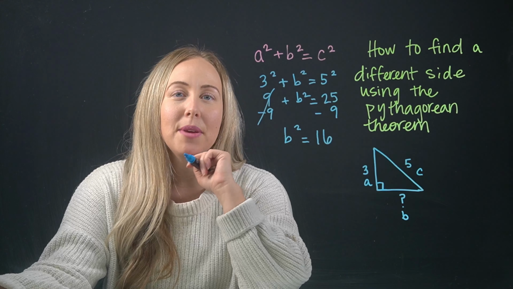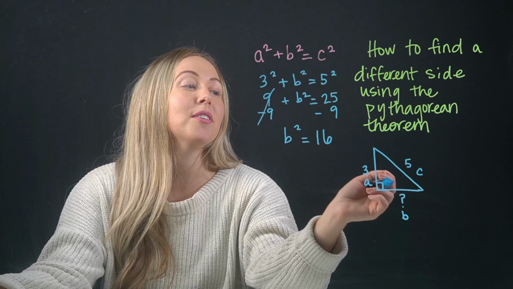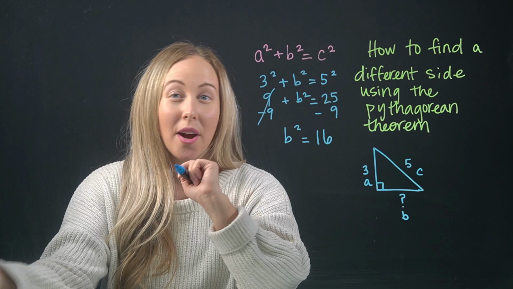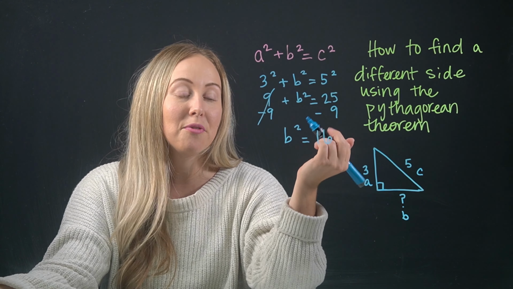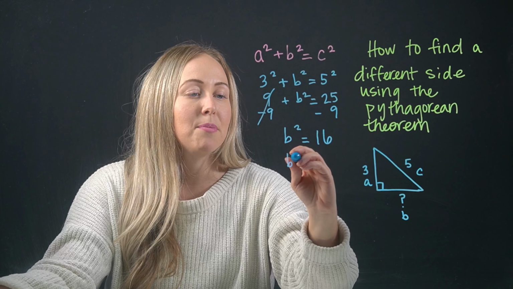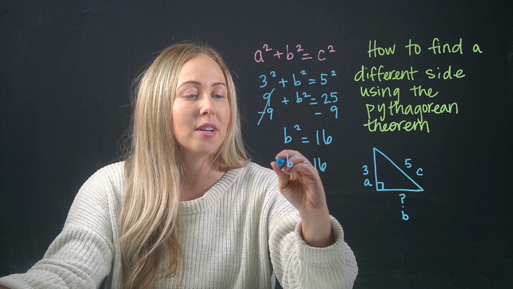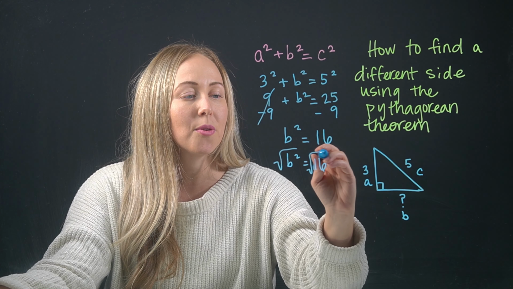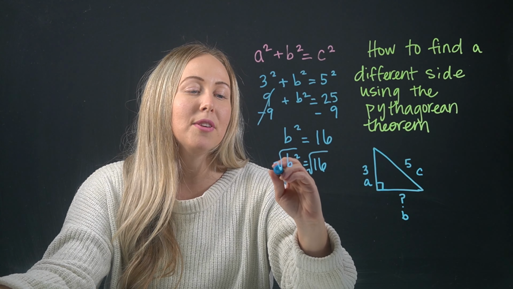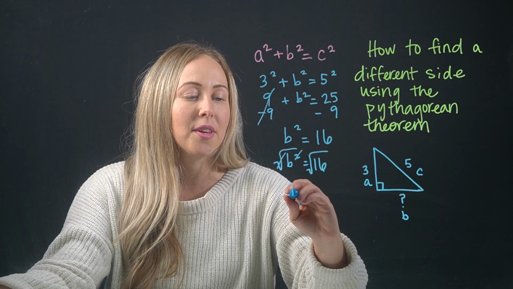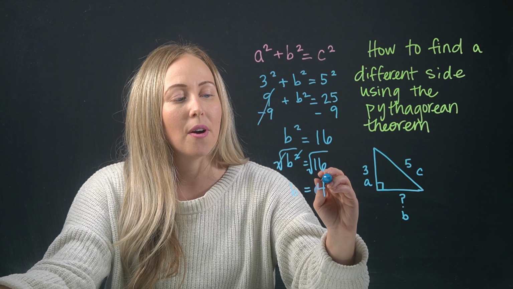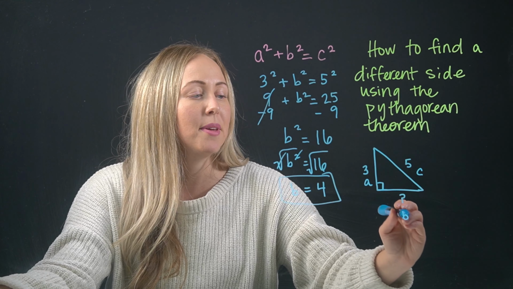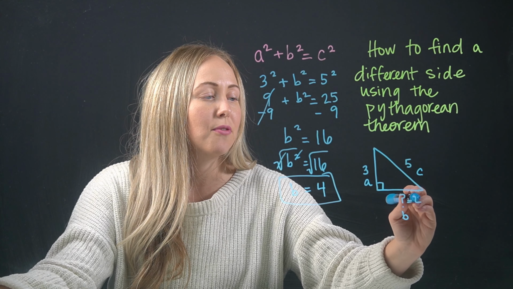Now what's happening to b? We still don't have regular b, because we know the side length is regular b, it's not b squared. So we've got to do the opposite of b squared, which is taking the square root. So if we have b squared equals 16, we're going to take the square root of b squared and the square root of 16. The square root and squared cancel out. So we get regular b equals the square root of 16, which is 4. So we get b is actually 4.